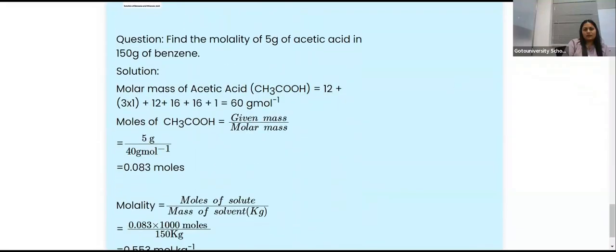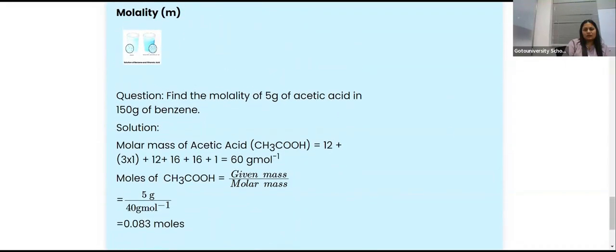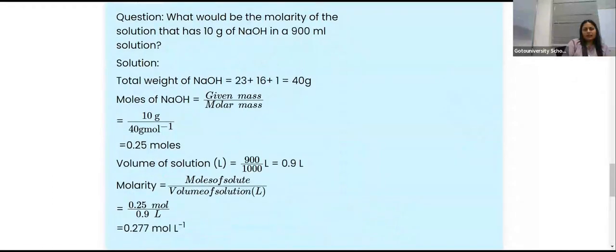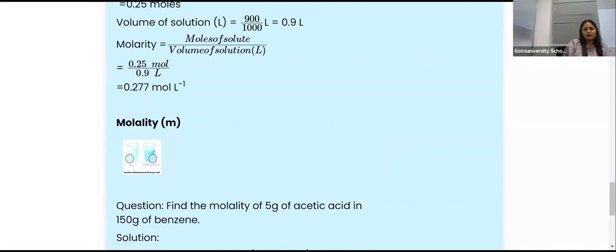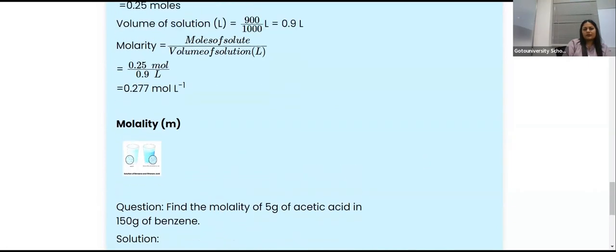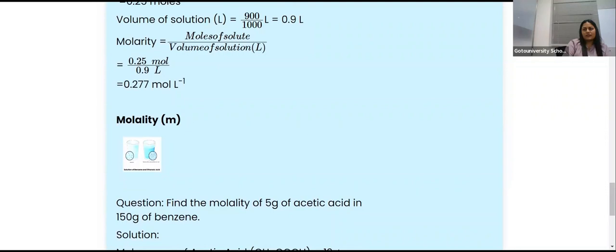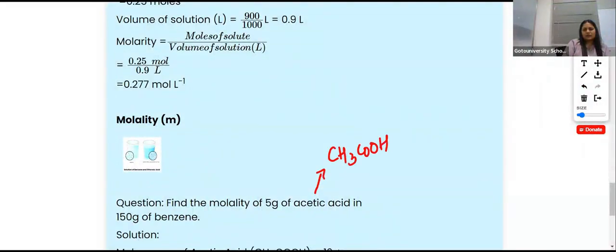And here is one more example, similar to molarity. Let's look at the question here. Find the molarity of 5 gram of acetic acid in 150 gram of benzene. Let me give you the formula for acetic acid so that you can calculate the molecular mass. Acetic acid is CH3COOH. Calculate the molecular mass first.